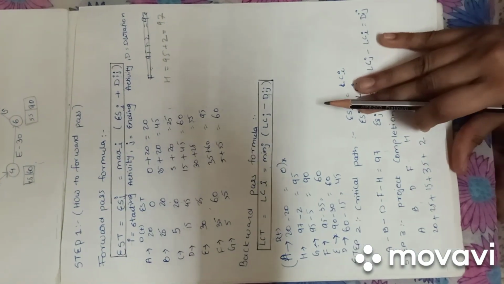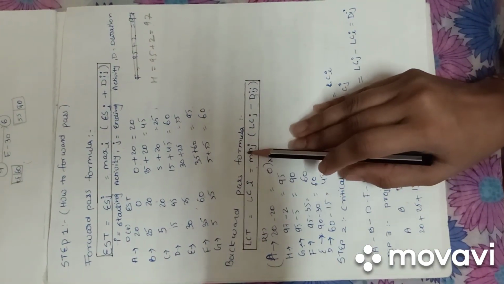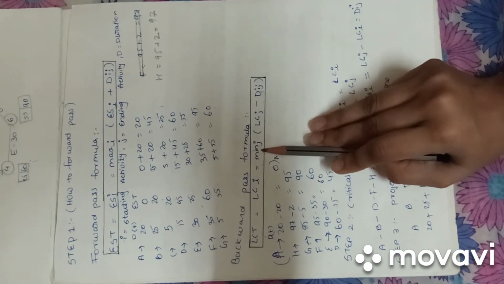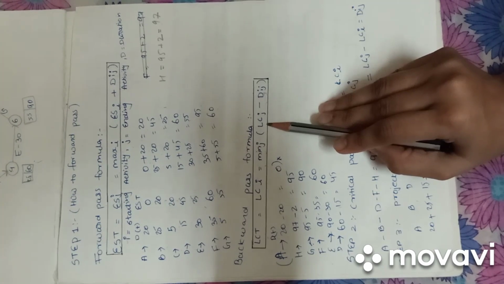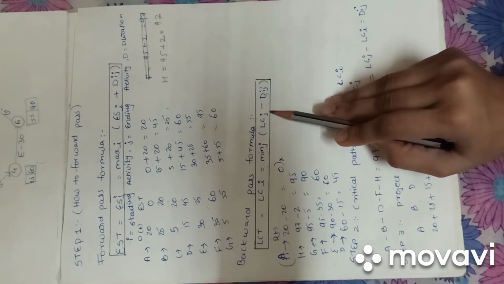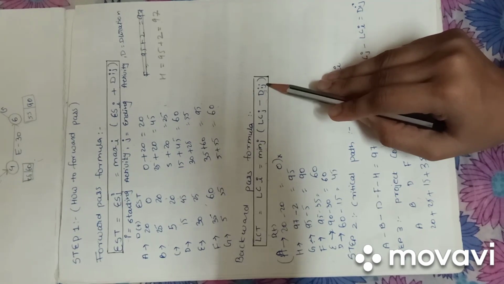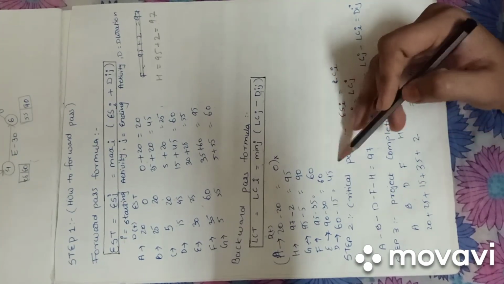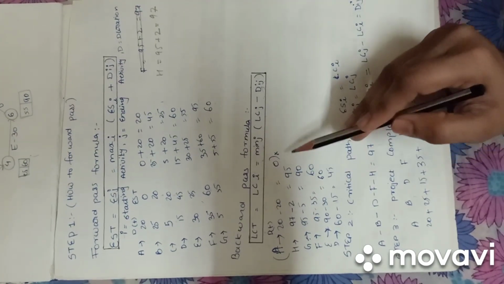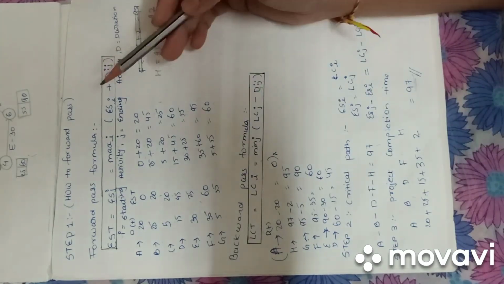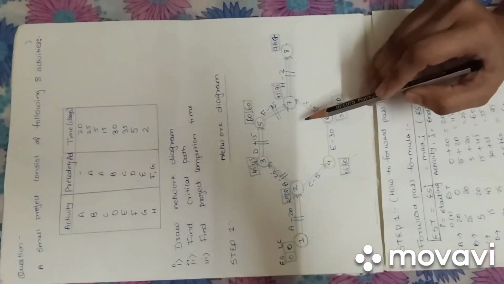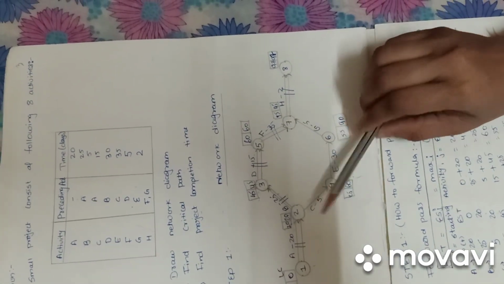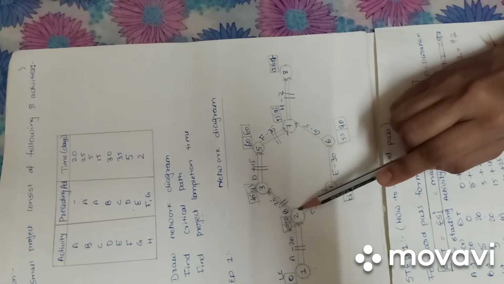This is the forward pass formula, and now the backward pass. For the latest completion time, the latest completion of the starting activity is equal to the minimum of the latest completion of the ending activity minus the duration. With the help of this we will find the backward pass values. So we have to go through the diagram. For the backward pass we go from node 8 to 7, 7 to 5, 5 to 3, 3 to 2 and 1.